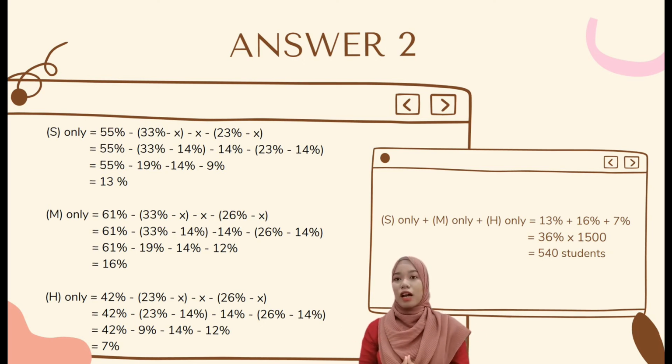So, we sum the total of science only, mathematics only and history only, which is 30% plus 60% plus 7%, and I get 36% of 1,500 students. So, total number of students who like studying only one of the school subjects, which are 540 students.